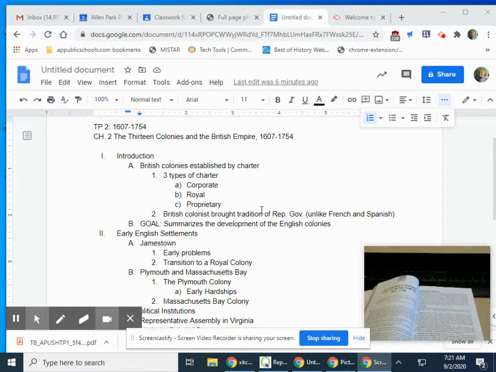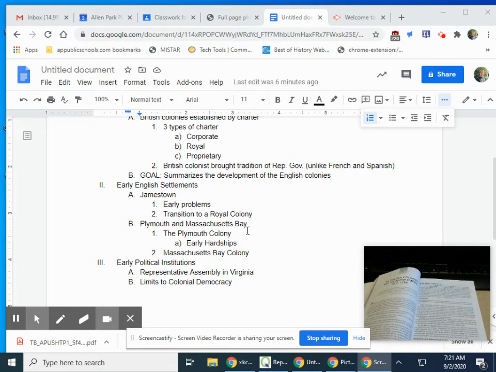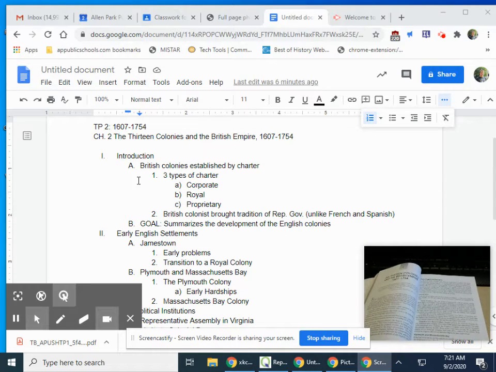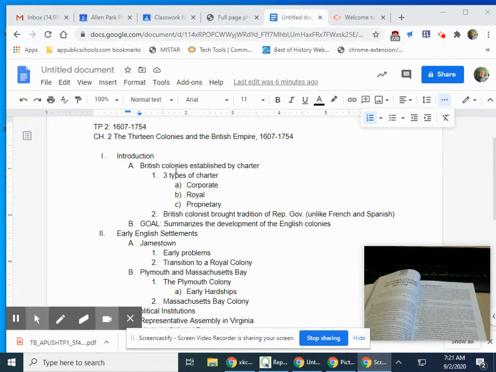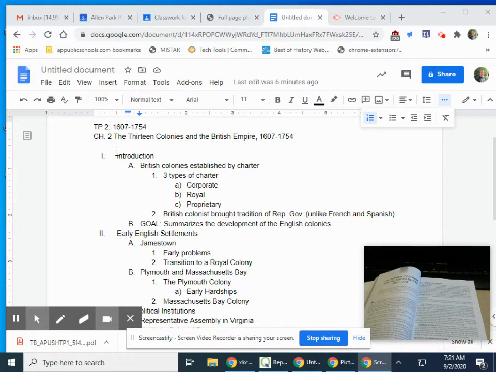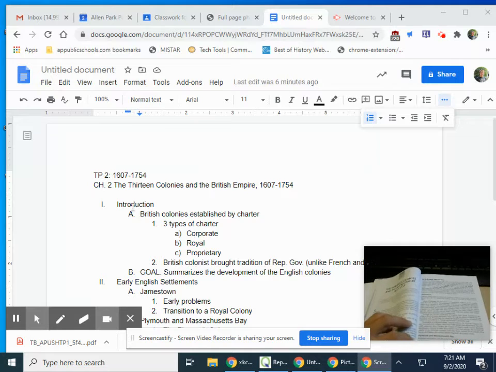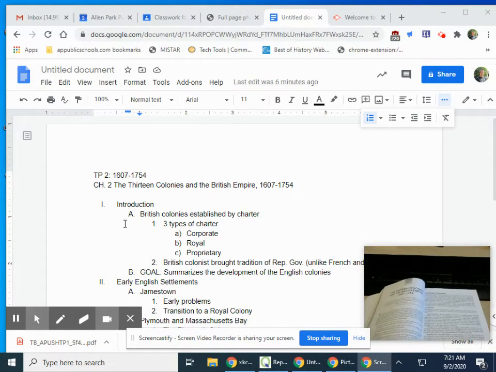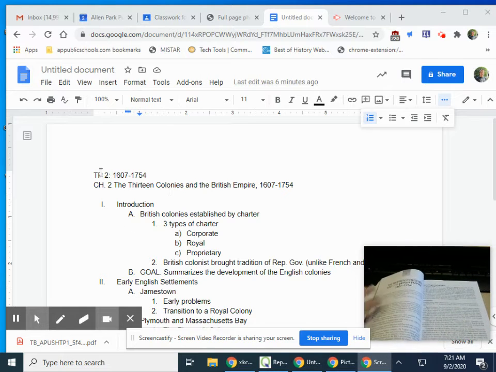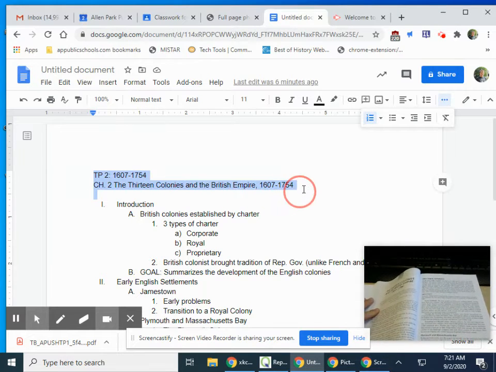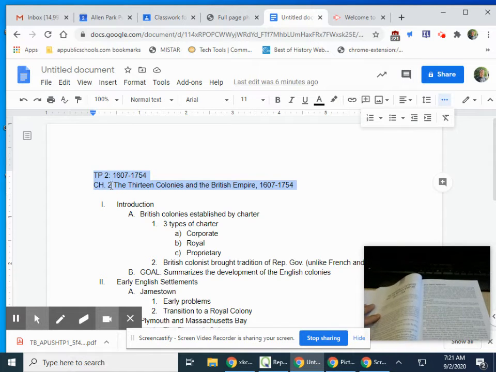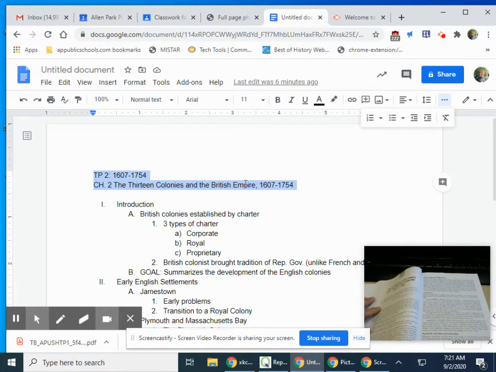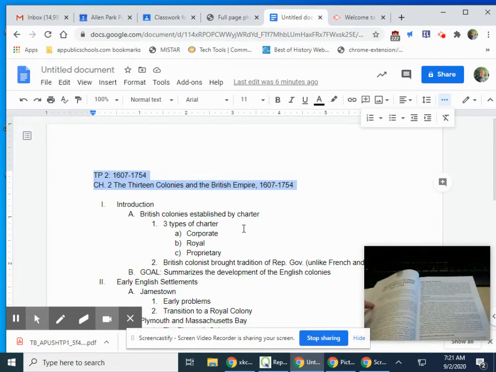So first thing I want to point out, guys, this is one way of taking notes. This is a traditional way of doing it. I will share this with you. But this is just kind of doing it by Roman numerals. The nice thing about the AMSCO is that it is easily chunked up into nice clean subheadings. So the first thing I would do is label your notes. Always start off that way. So we are time period 2, 1607 to 1754, chapter 2, the 13 colonies and the British Empire.